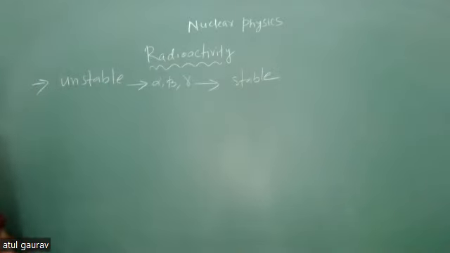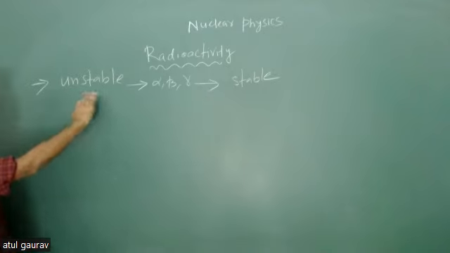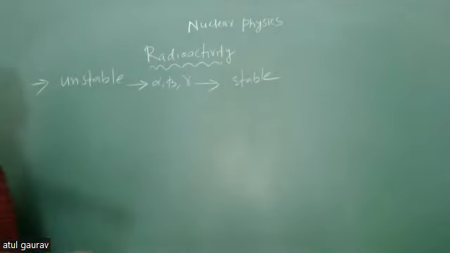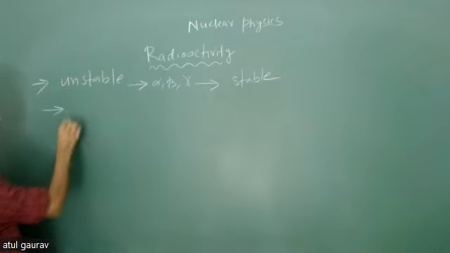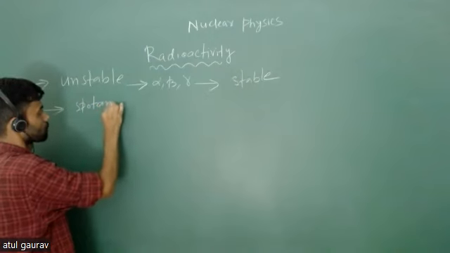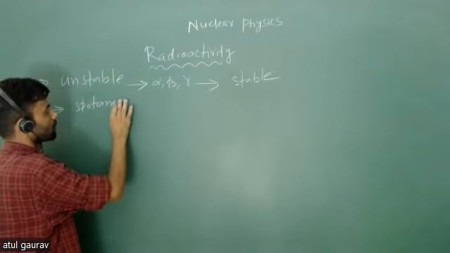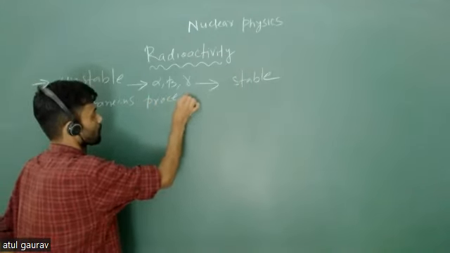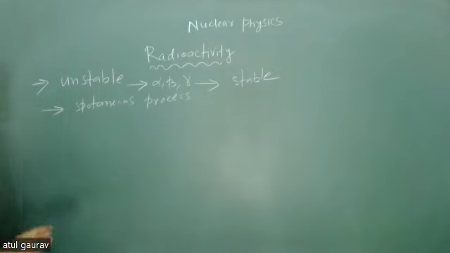So many nuclei are there. I'll write one by one and I'll tell also that reason. So the nuclei which are unstable, they will emit alpha, beta, gamma. There are three kinds of decay, and they will become stable. And that radioactivity is basically a spontaneous process, right? Okay, so there are 5 kinds of decay.